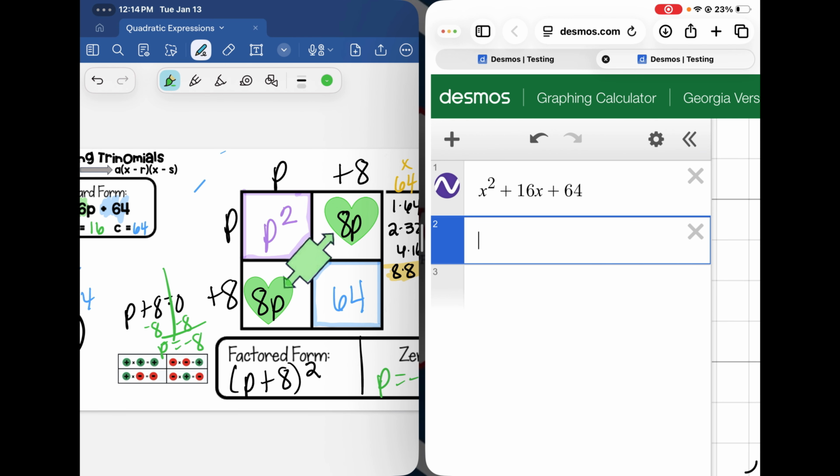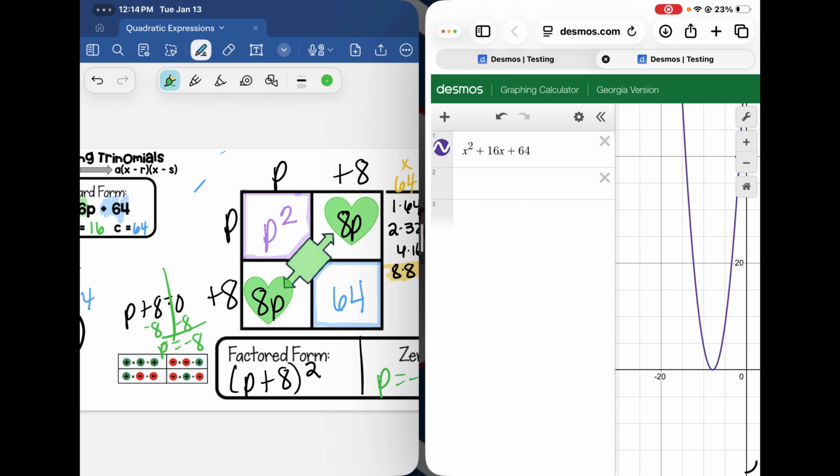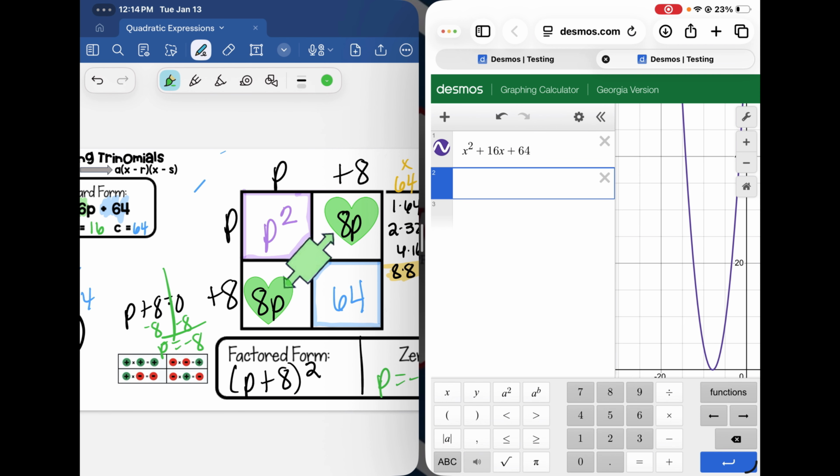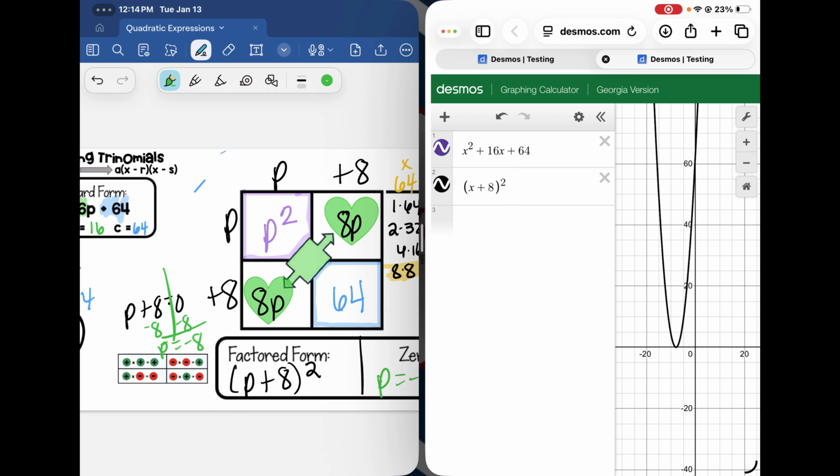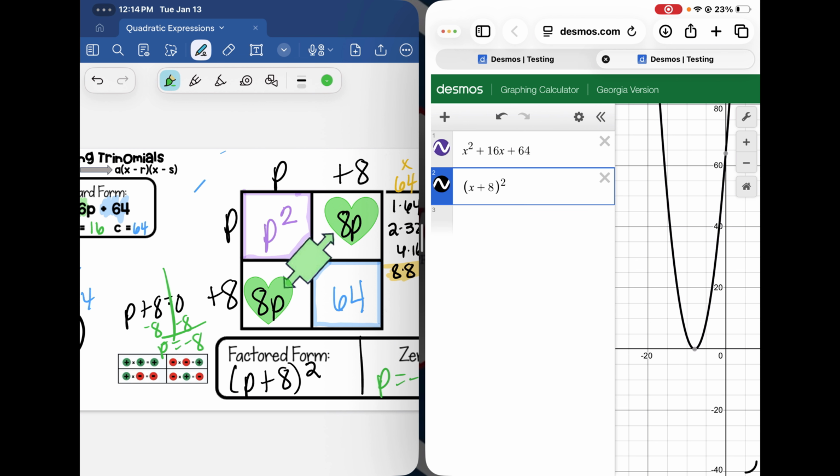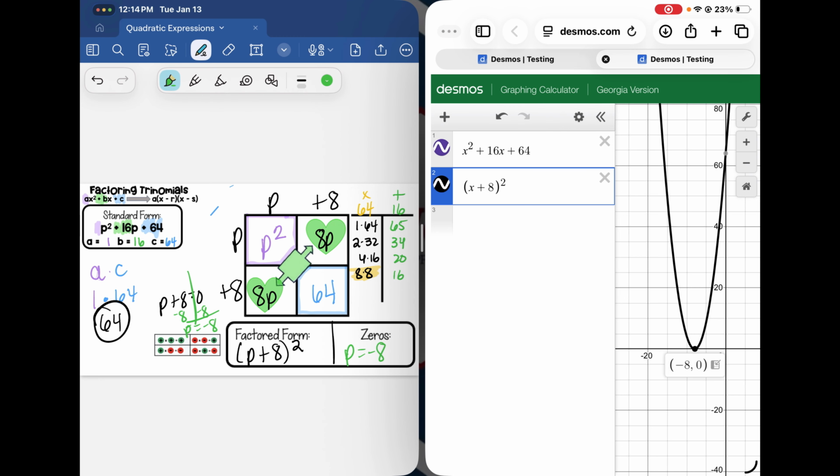That was the original, and now we're going to type our factored form, which we got x plus 8 squared, and it's the same. And how many times is this parabola touching the x-axis? Once. Where? At -8, just like we said.